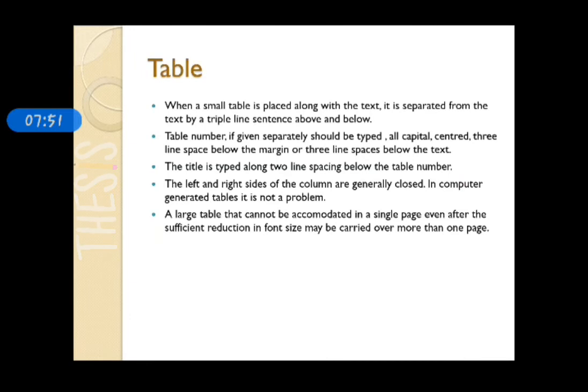Table. When a small table is placed along with the text, it is separated from the text by triple line spacing above and below. The table number, if given separately, should be typed in all capitals, centered, 3 line spaces below the margin or 3 line spaces below the text. The title is also typed, 2 line spacing below the table number. The left and right sides of the columns are generally closed. In computer generated tables, it is not a problem. A large table that cannot be accommodated in a single page, even after sufficient reduction in font size, may be carried over more than one page.